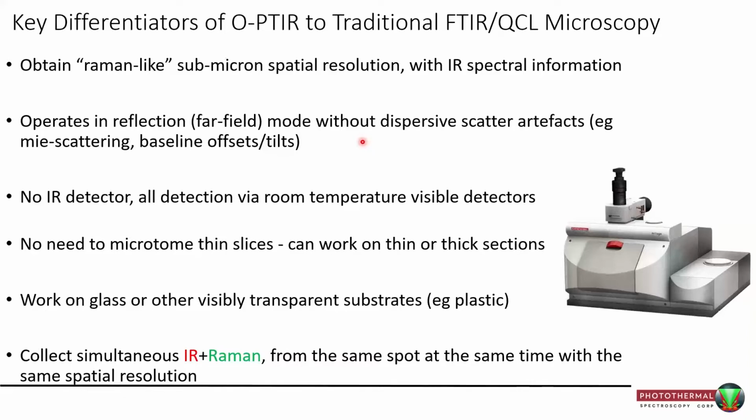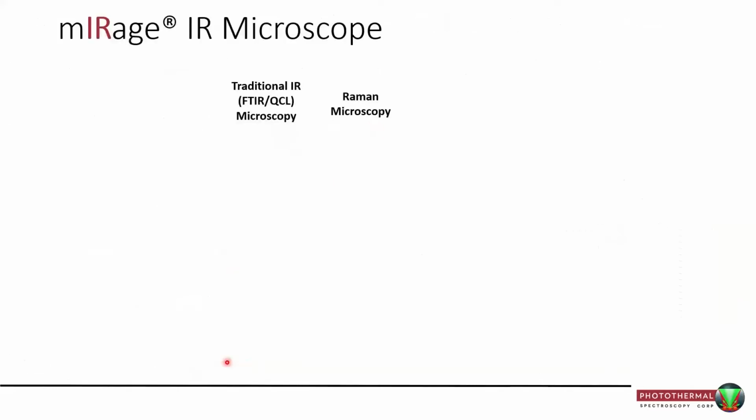And perhaps the biggest is, because we're using a visible laser for the probe, that visible laser can also double as a Raman excitation laser. I'll tell you more about that in a minute, but that gives us the ability to do simultaneous infrared and Raman microspectroscopy from the same spot at the same time and with the same spatial resolution. On these slides, I'm going to take you through what I think are key drivers when it comes to infrared microscopy and Raman microscopy.